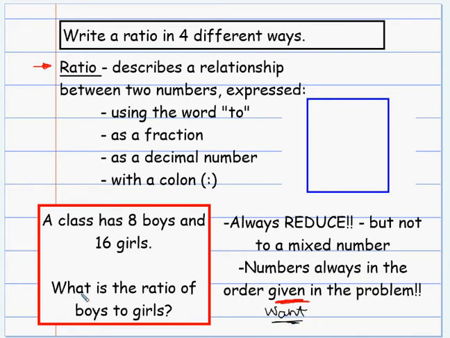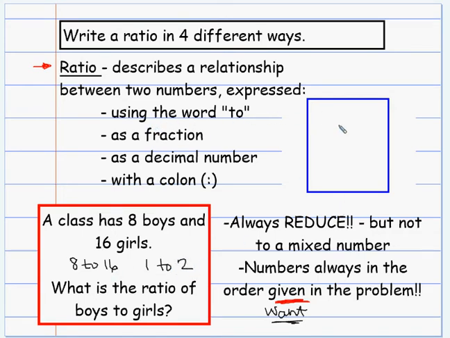Okay, so for example here we wanted the ratio of boys to girls. So we know that we have 8 boys and 16 girls. So we would have a ratio of 8 to 16. Now you have to look at these 2 numbers, and if you can reduce them, you have to. So they have a factor of 8 in common, so this would be 1 to 2.